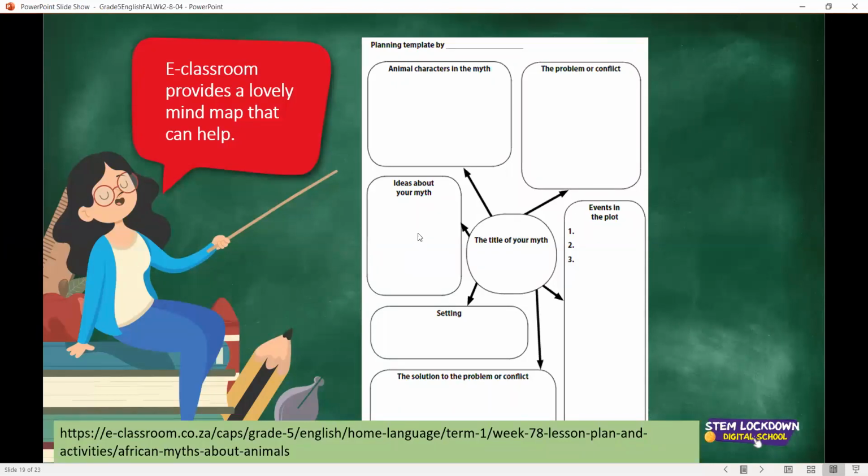You have some ideas that you want to add in there, like my ideas were about the egret being squashed. The problem or the conflict was where the fleas and ticks were biting Hippo and he didn't want help. Events in the plot. The first event was little egret landing on Hippo's back. The second event was Hippo rolling egret in the mud. And the third event was Hippo being bitten and asking for egret's help. The solution to the problem of being bitten by ticks was to have little egret as his friend. Okay. So this is a very nice brainstorming mind map that you can use when you're planning your story.